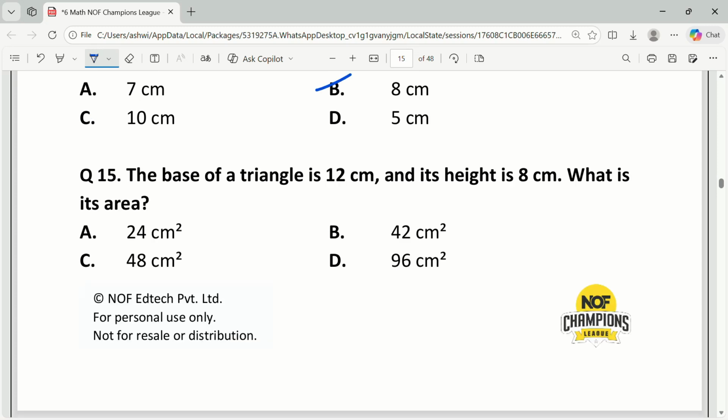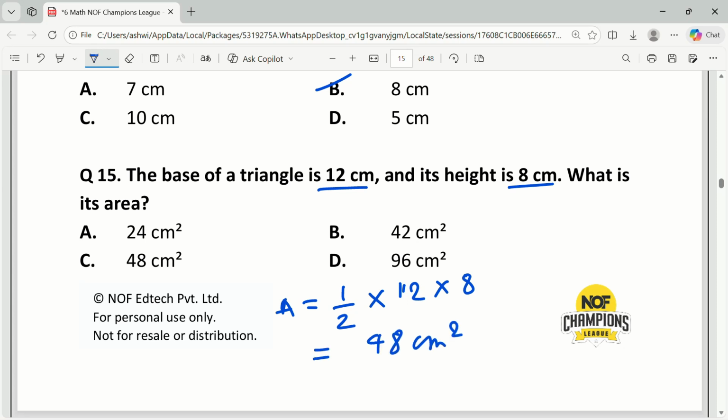Question 15. The base of a triangle is 12 centimeter and its height is 8 centimeter. What is its area? Area A of a triangle is given by the formula 1 by 2 base into height. The base B is given as 12 centimeter and the height H is given as 8 centimeter. That is A is equal to 1 by 2 base into height, that is 48 centimeter square. Comparing with the options, the answer is C.